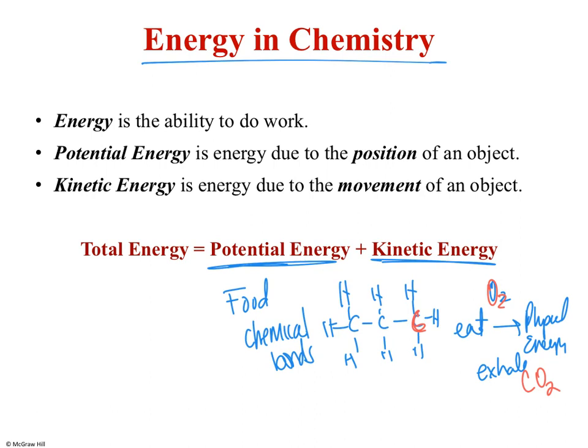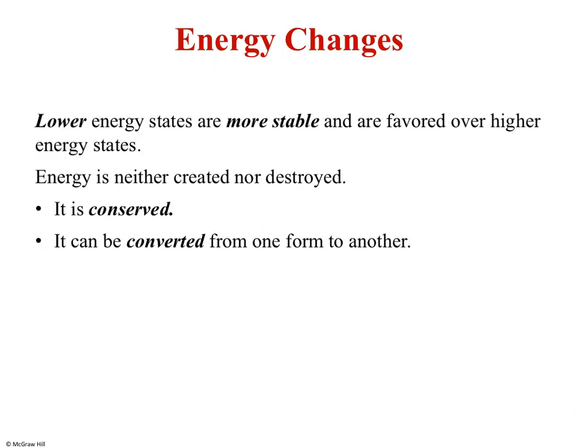And so you're converting food energy in these chemical bonds. You're doing a chemical reaction to physical energy. And that's considered potential energy. The potential energy in the food before you eat it gets converted into kinetic energy. All energy is conserved. That means it has to be converted from one form to the other.